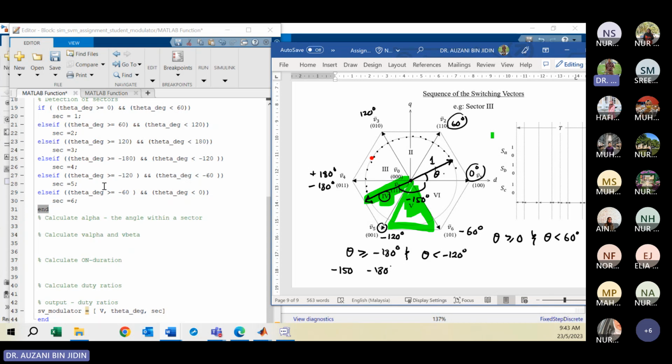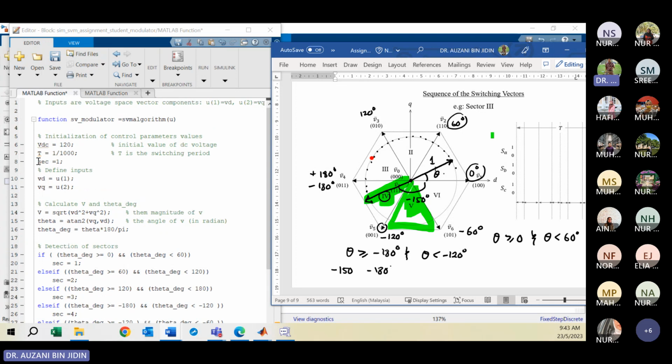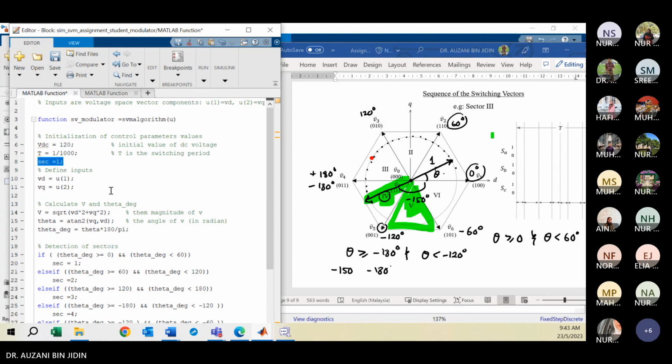Okay class, don't forget to put the initial value of sector here. For those who are familiar with programming a DSP board, in your programming you must set the initial value of the control parameters. The same goes for the mainland. You're going to set the initial value.